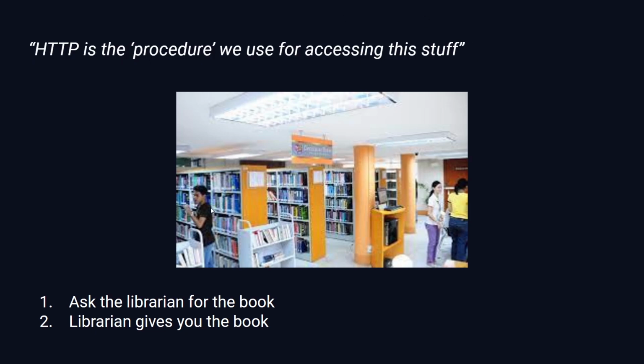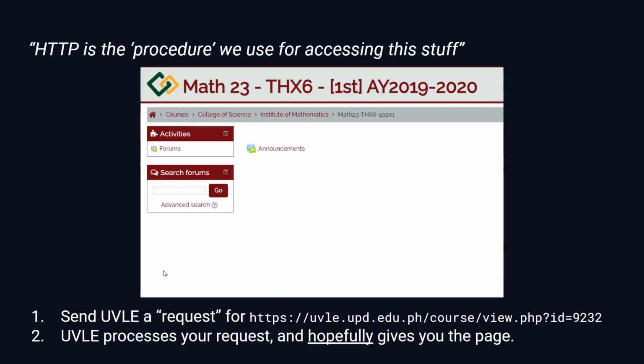Ano ba yung procedure natin sa paghiram ng libro, diba? So first you ask the librarian for the book. Very simple, very simplified view of things, no? And then the librarian gives you the book, 1 and 2. So the same way sa web, ginagawa natin, I'll send Uvle a request, no? Parang, Uvle, pwedeng penge ako ng page nito, and then ito yung address ng page na yan. And then titignan ni Uvle yung request mo, and hopefully gives you the page.